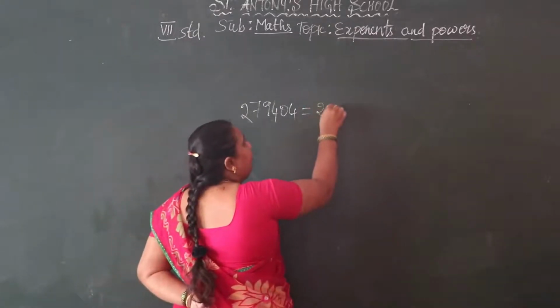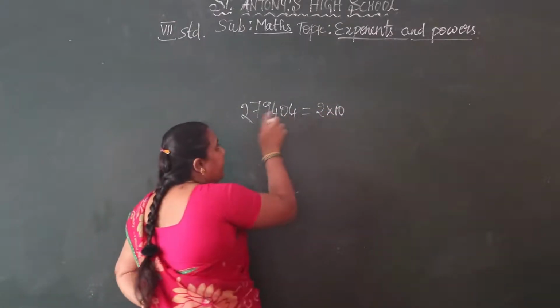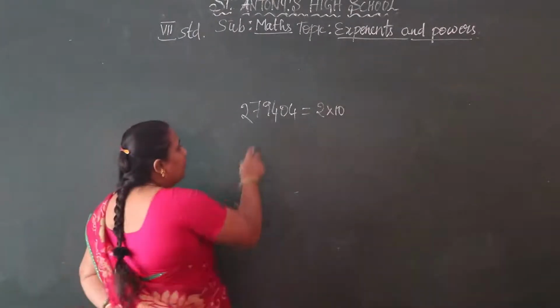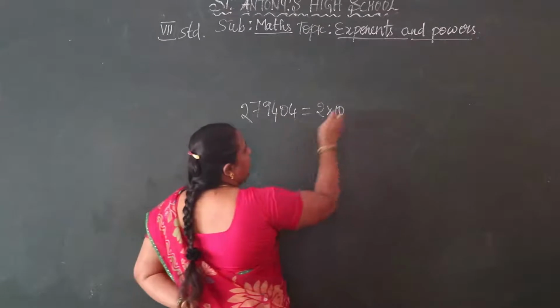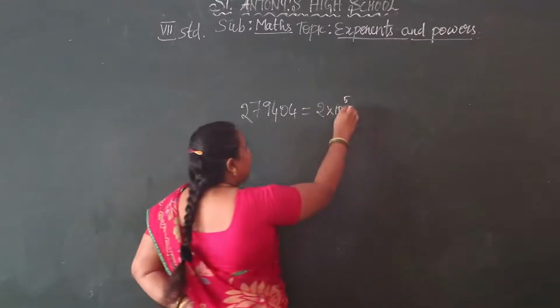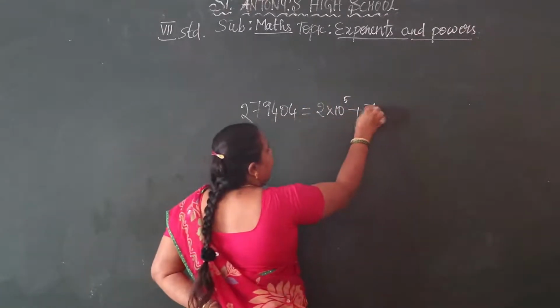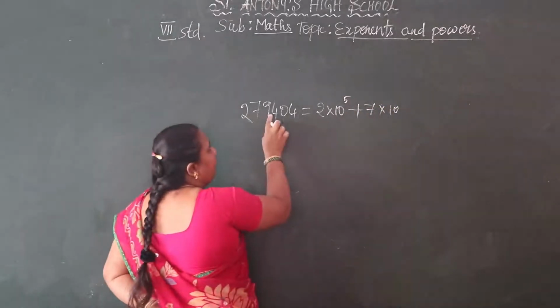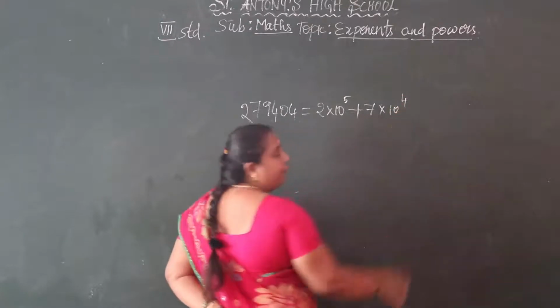So 2 into 10 to the power of how many numbers are there after 2? How many digits? 1, 2, 3, 4, 5. So 10 to the power of 5 plus the next number is 7. So after 7, how many digits are there? 1, 2, 3, 4. 10 to the power of 4.